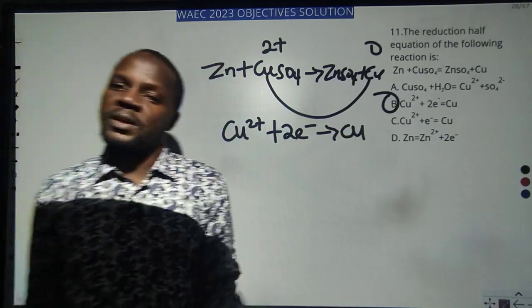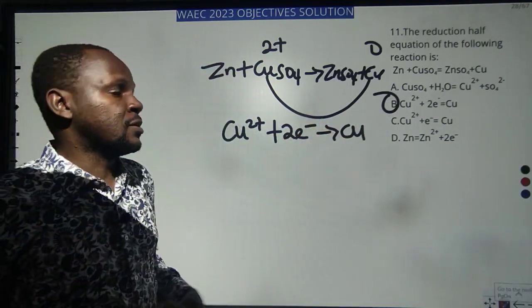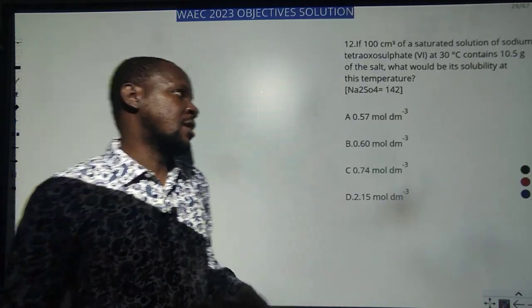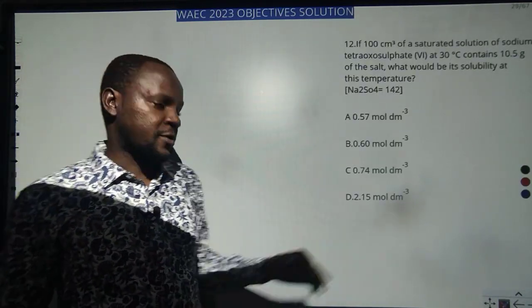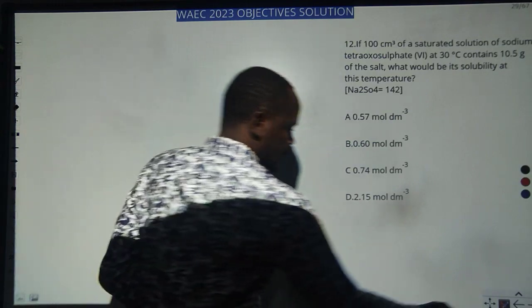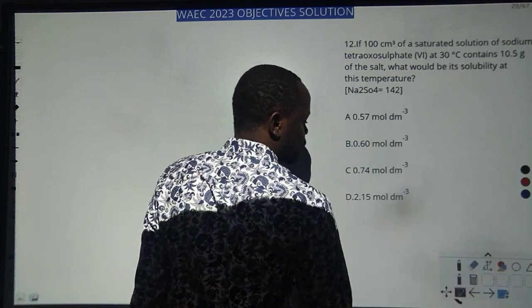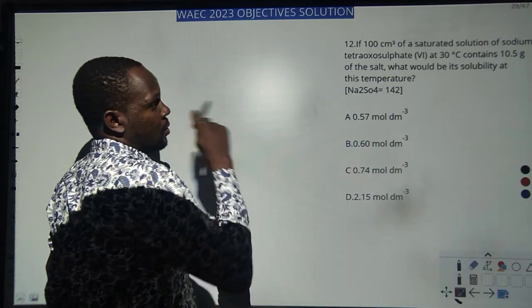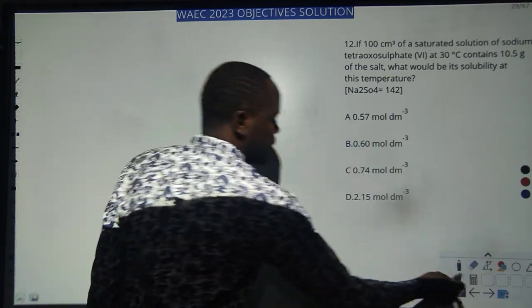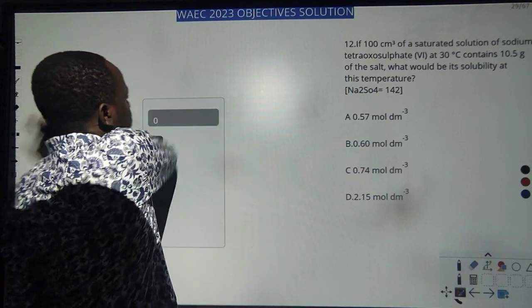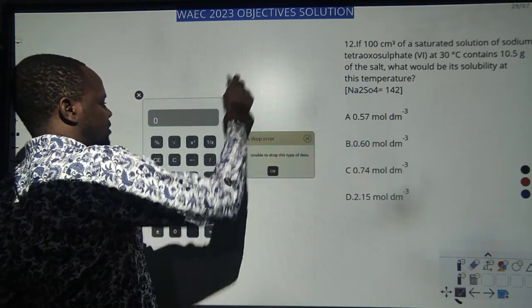And if I check well, choice B is correct. The next one, you can see they are not that difficult. It just boils down to the fact that we must know one or two things. The first one is a calculation. Now the first one, let's do it the first way. So now we have a 100 centimeter cube.